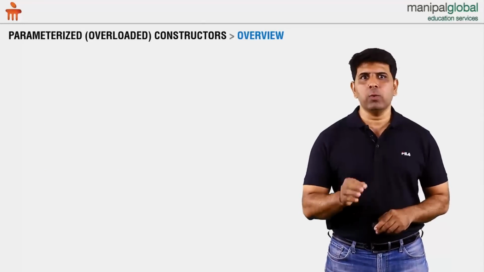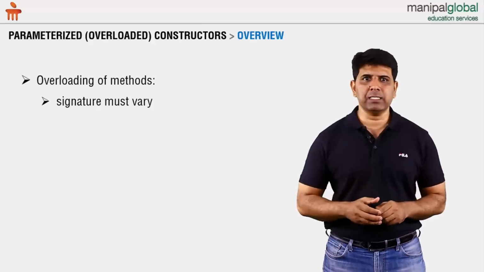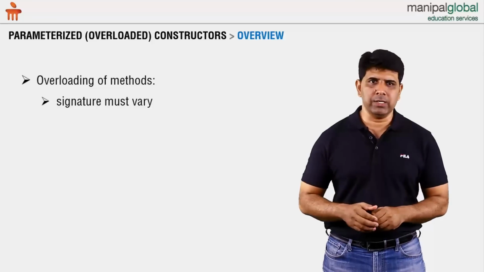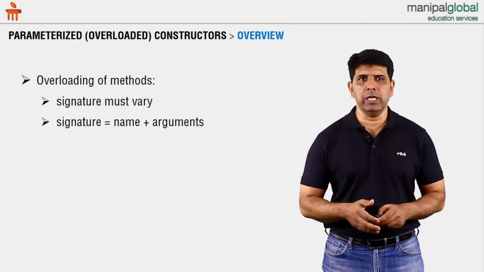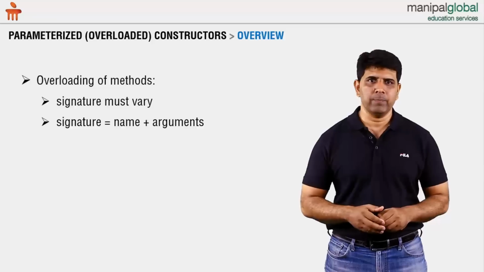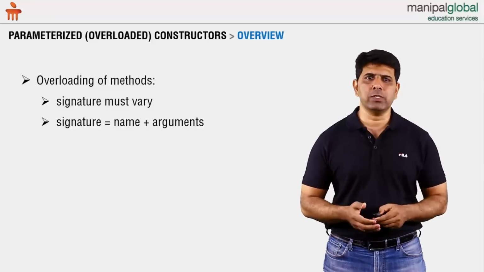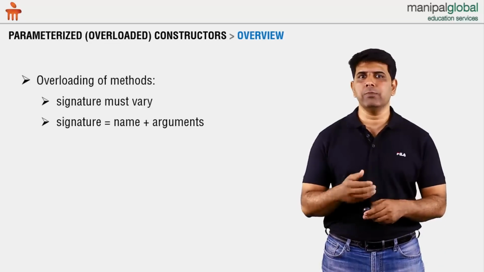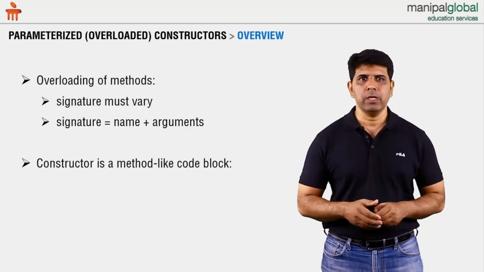Let's recap overloading. Overloading of methods means one method, different signatures. A signature basically means the name of the function as well as the arguments. The arguments may vary based on the number of arguments, the data type of arguments, the order in which they are placed, and all these things.